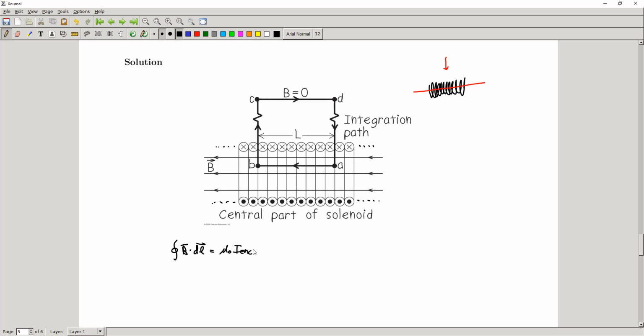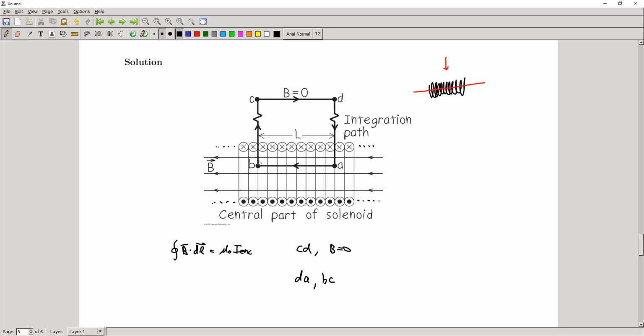Usually we have to worry about doing the integral along all of these parts, but now we can eliminate some of them. First of all, outside of the solenoid, as we talked about, the magnetic field is much weaker than it is inside, and if this thing is infinitely long, then the magnetic field outside is basically zero. So for section CD, we have B equal to 0 over that section. This integral is just going to go to 0, so we have no contribution from section CD.